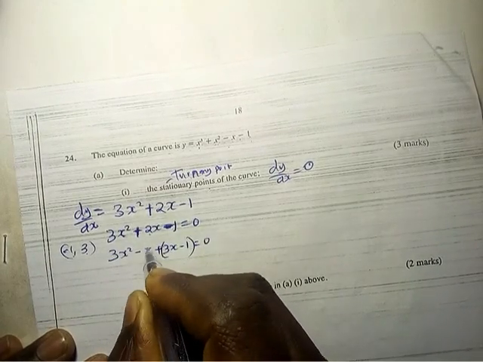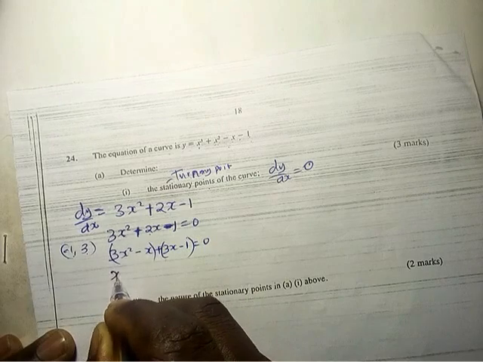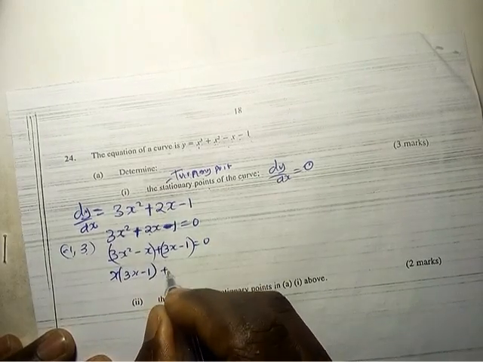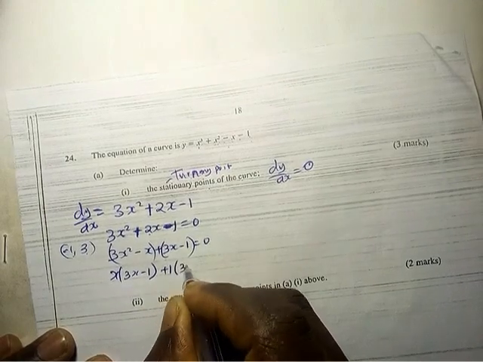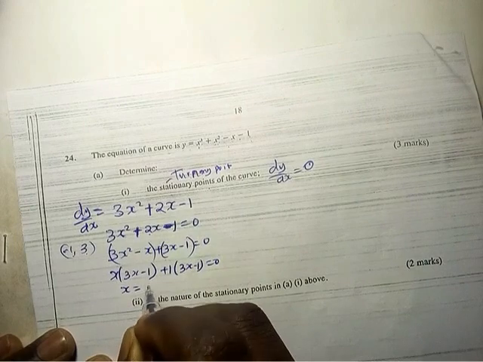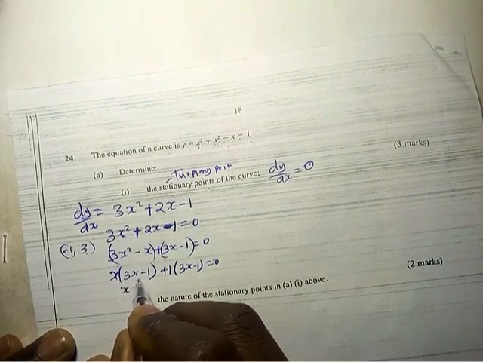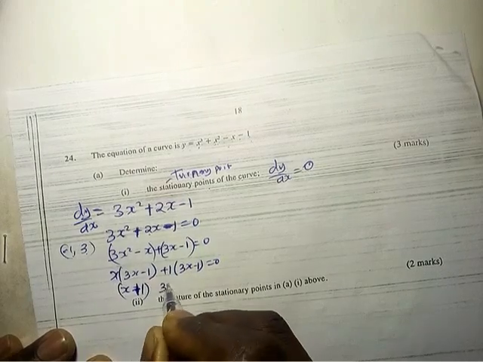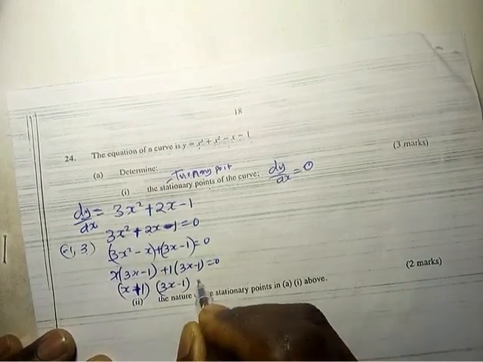Let us group them. So x into 3x minus 1 plus 1 into 3x minus 1, the answer is 0. So x plus 1, 3x minus 1 equal to 0.